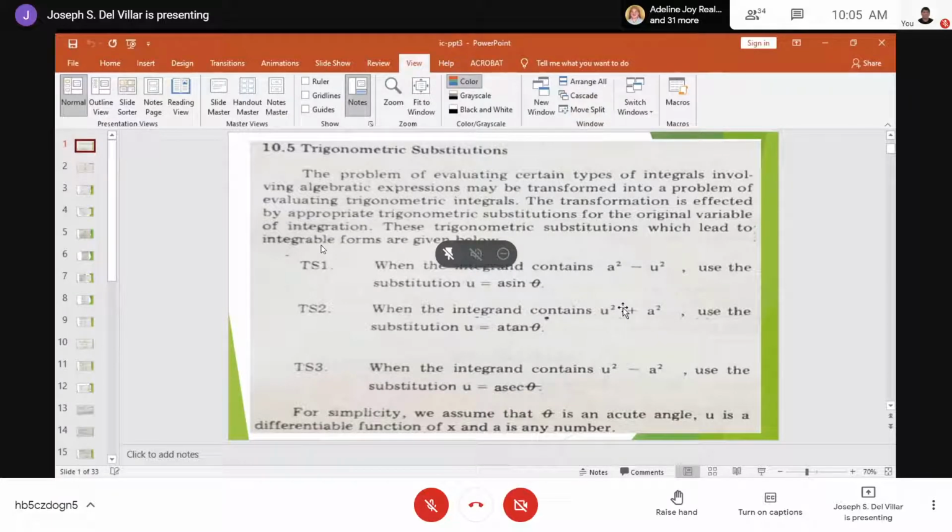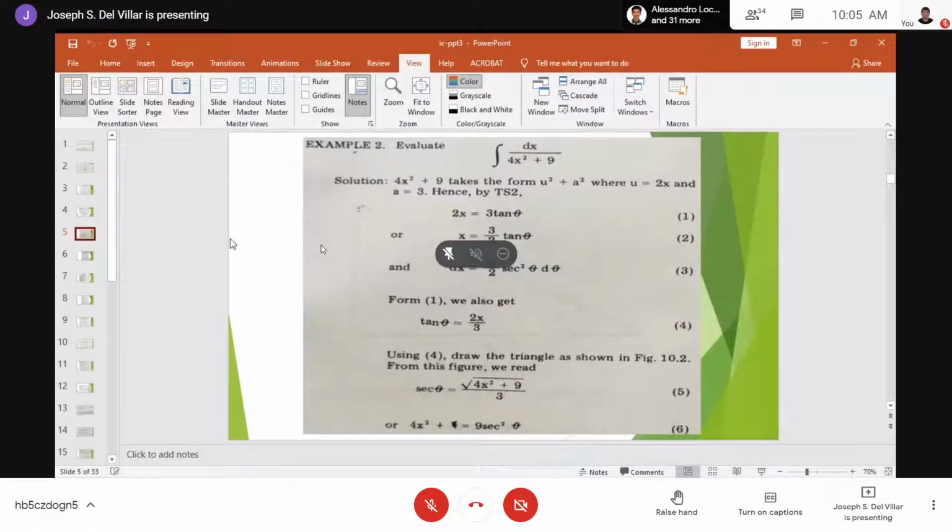Express in terms of square. Okay? So, balikan natin yung given. So, that means to say, ang naka-square lang dito, x squared. So, dapat i-express natin yung 4 tsaka 9 in terms of square. Okay? So, this is 2 squared x squared plus 3 squared.